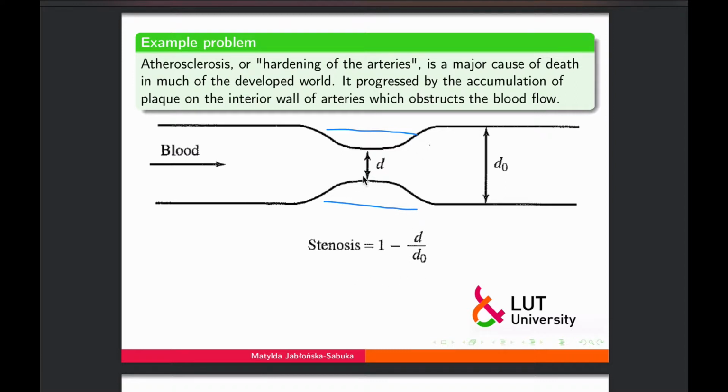So this level of blockage in the artery is called stenosis, and we calculate it as the difference between 1 and the ratio of the width of this blocked artery and what should be the ideal width here.